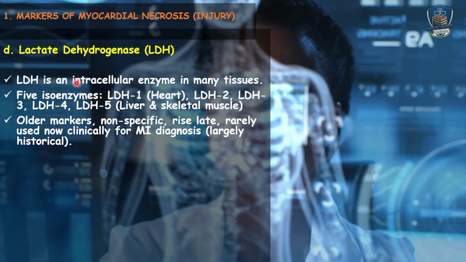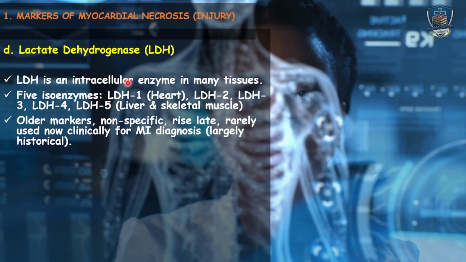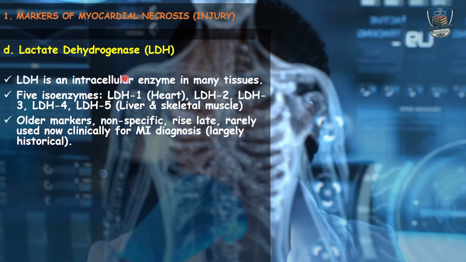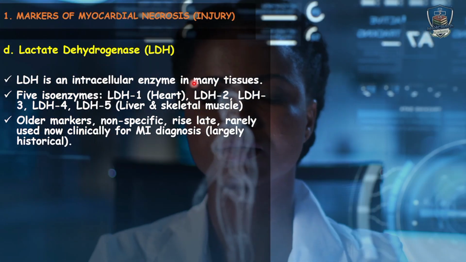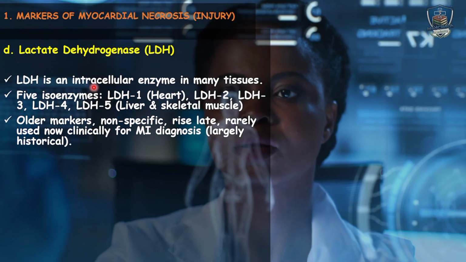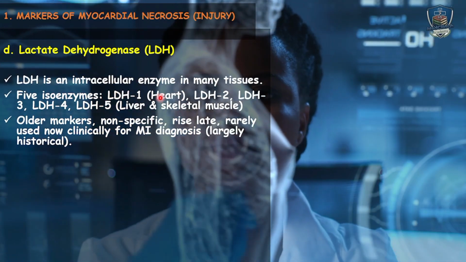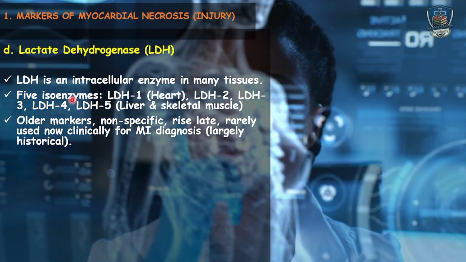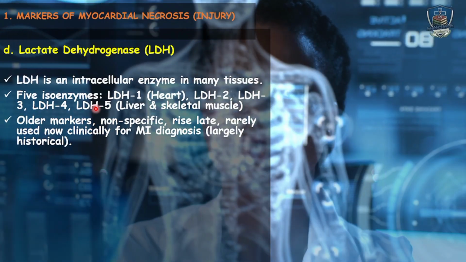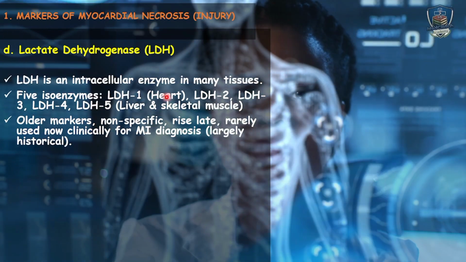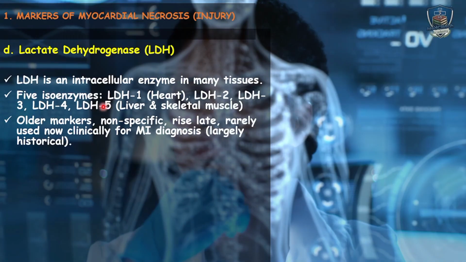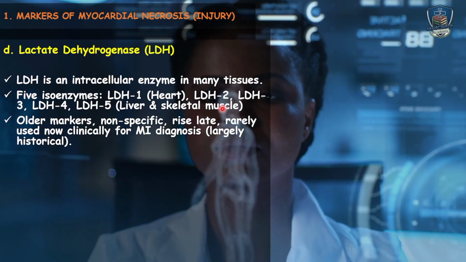This one, LDH, is nowadays not used, but it's an older marker. LDH is an intracellular enzyme found in many tissues. It has 5 isoenzymes: LDH1, LDH2, LDH3, LDH4, and LDH5. LDH1 tends to be found in the heart. LDH5 may be found in the liver and skeletal muscle.